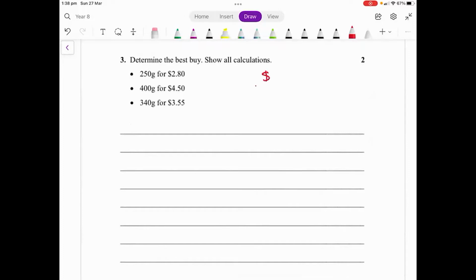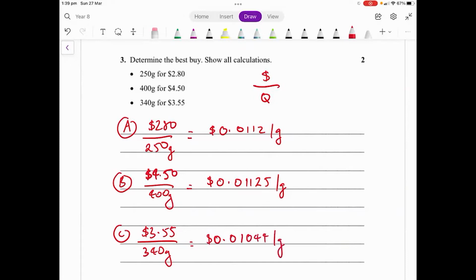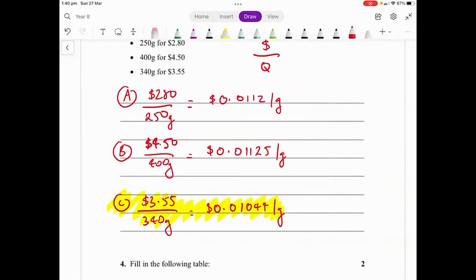Question 3 is Best Buys. Best Buys is actually quite straightforward. You always have the dollar over the quantity. So for the first one, we do $2.80 over 250. You get 0.0112. For the second one, you do $4.50 over 400 and you get 0.01125. For the third one, you do $3.55 over 340 and that's equal to 0.01044. Now you just have to pick the smallest number out of those three, and it turns out that C is the smallest number, so that's the Best Buy.